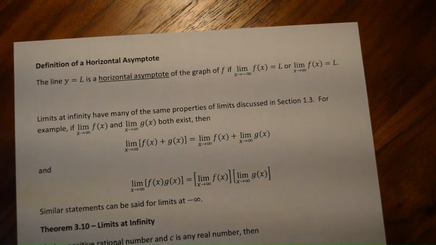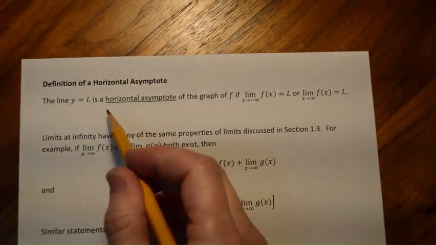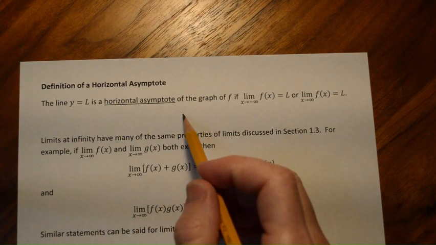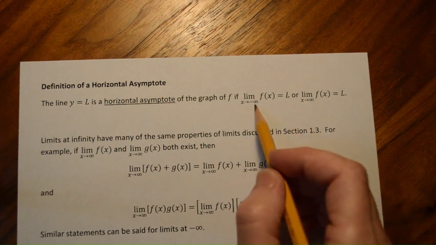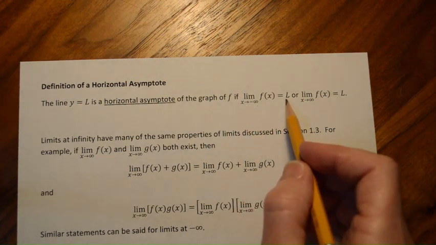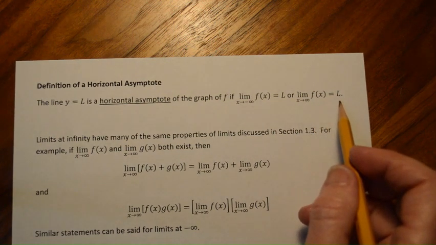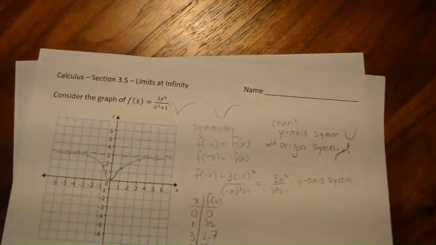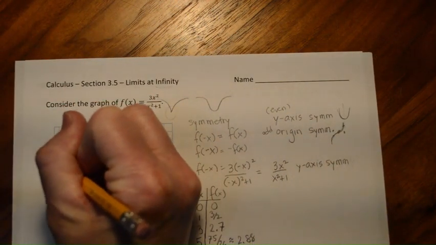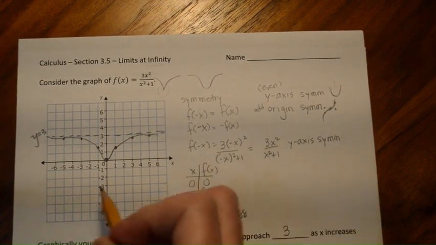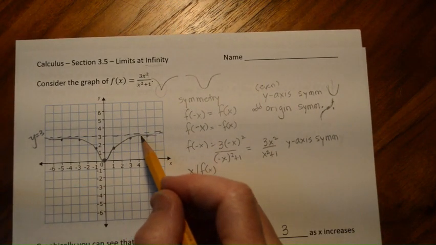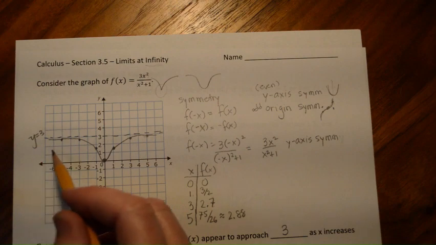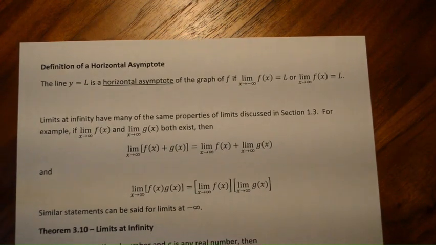Okay, so then we would say that the line y equals L is a horizontal asymptote. I know you've talked about this before, but y equals L is a horizontal asymptote of the graph if the limit as x approaches negative infinity is L, or the limit as x approaches positive infinity is L. And if we look back at this picture right here, this is the line y equals 3. What we would say is that as x approaches infinity, the graph approaches this line y equals 3, right? And that's what we would call a horizontal asymptote.